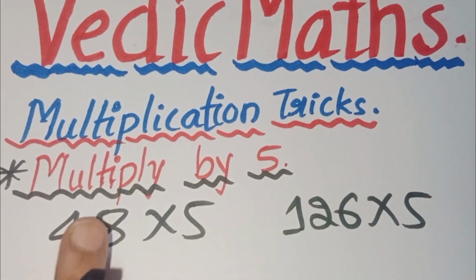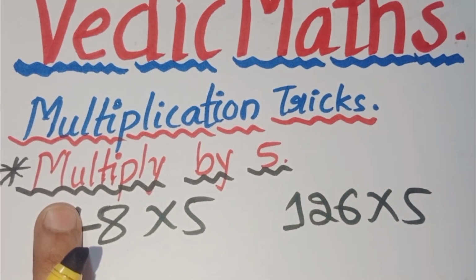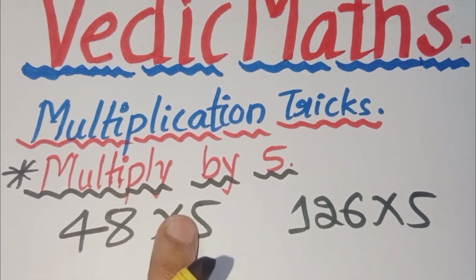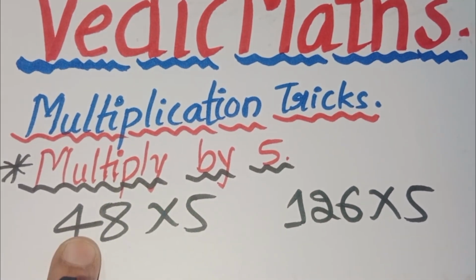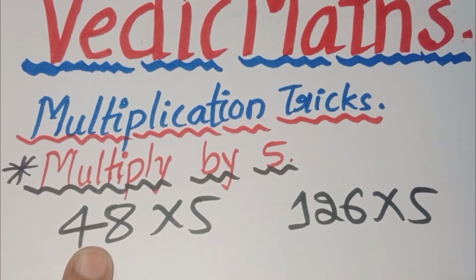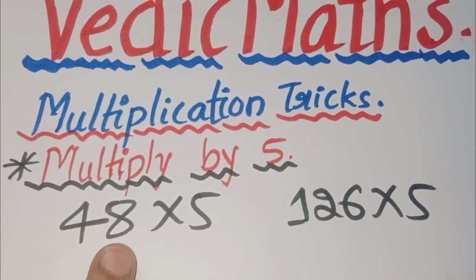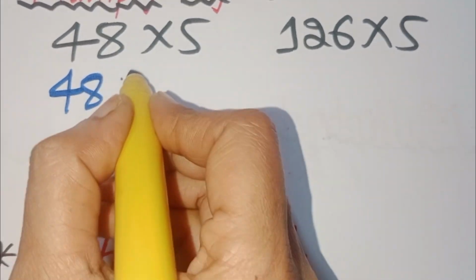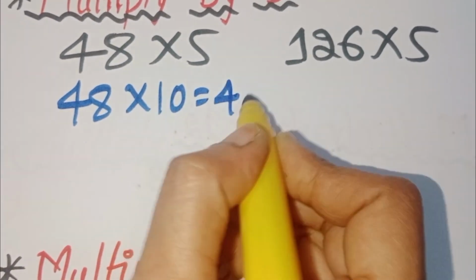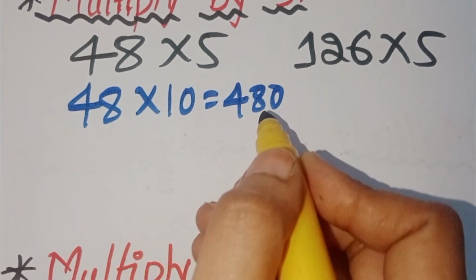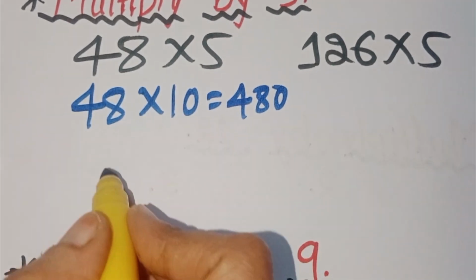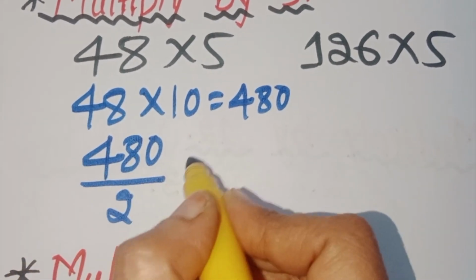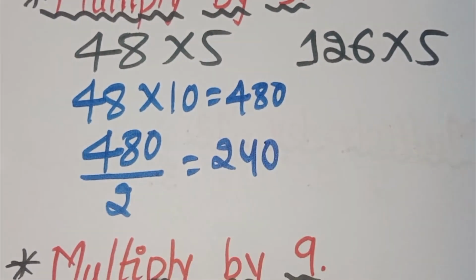Multiplication tricks. Multiply by 5. First trick, multiply by 5. To multiply any number by 5, first multiply the number by 10, then divide by 2. 48 into 10, 480. Then divide this number by 2. 480 divided by 2. 2 2s are 2 4s are 240.